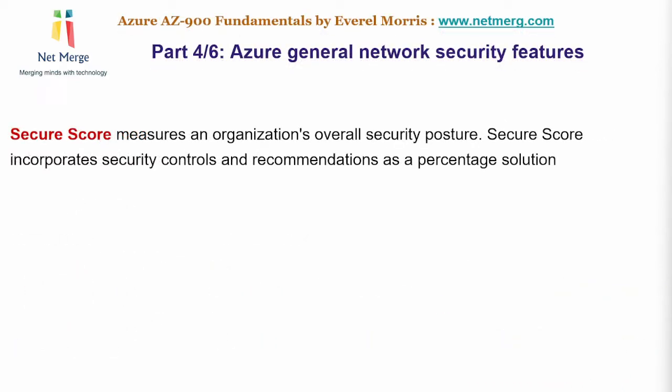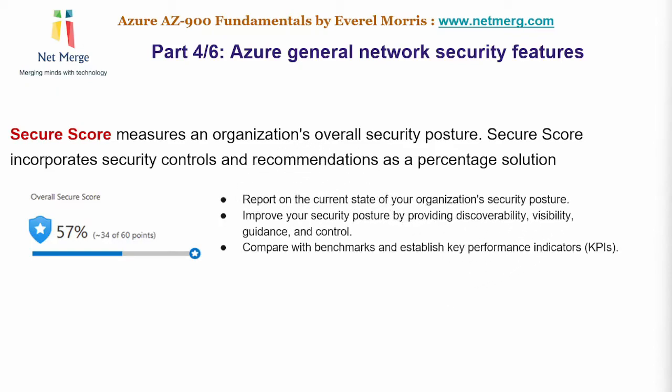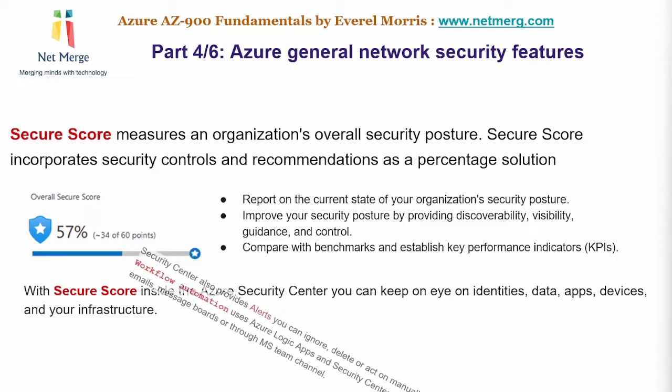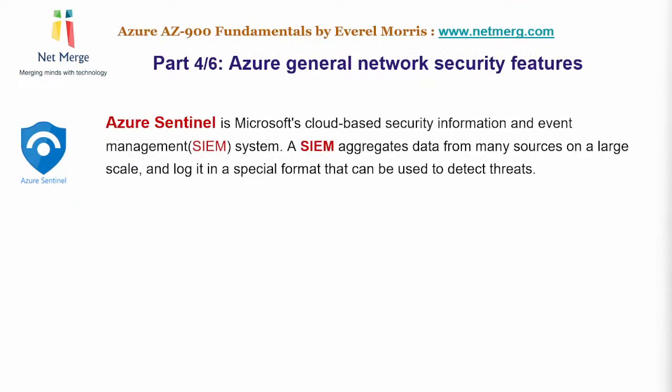Now let's go to your secure score. It's a single percentage value that also measures the organization's overall security posture. So secure score incorporates security controls and recommendations as a percentage. So this is a recommendation of steps that you could take, and these are the different things that it provides for you. Again, you want to read through these and understand them for the exam. But secure score, that's another feature in Azure.